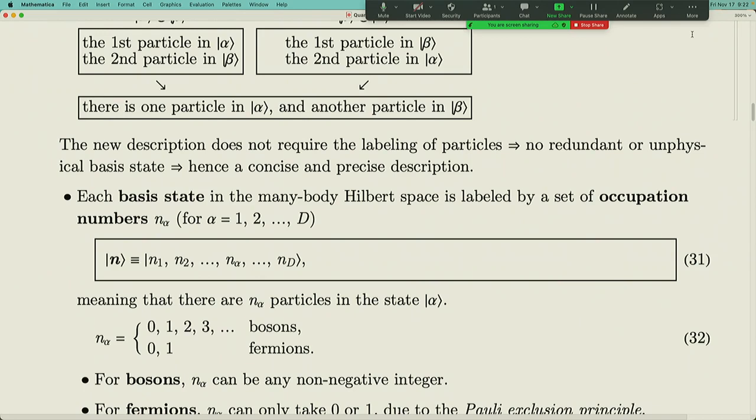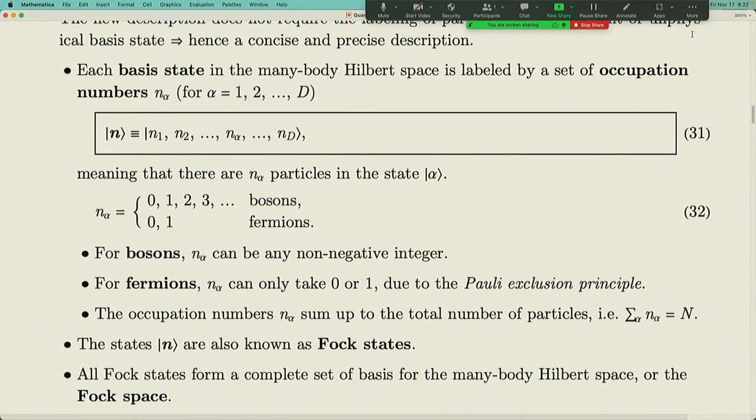Then n1 is the occupation number of the first single particle state, n2 is the occupation number of the second single particle state, and so on. You can use this sequence of occupation numbers collectively to label a many-body state. In that description, there's no redundancy and no ambiguity.